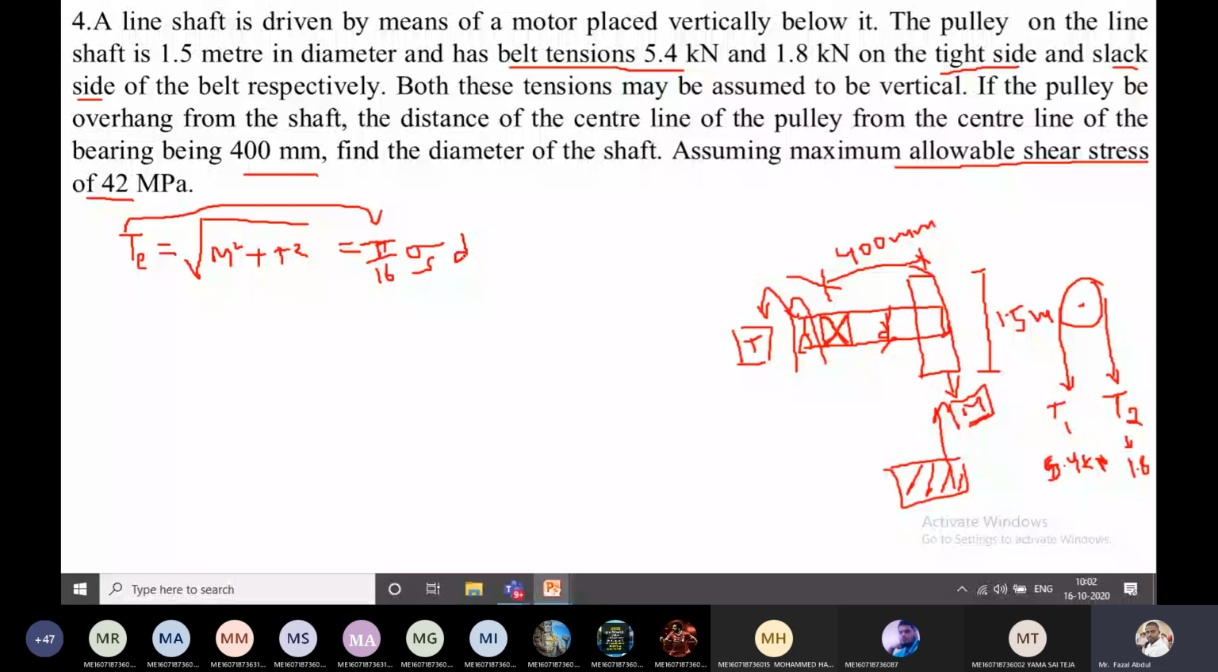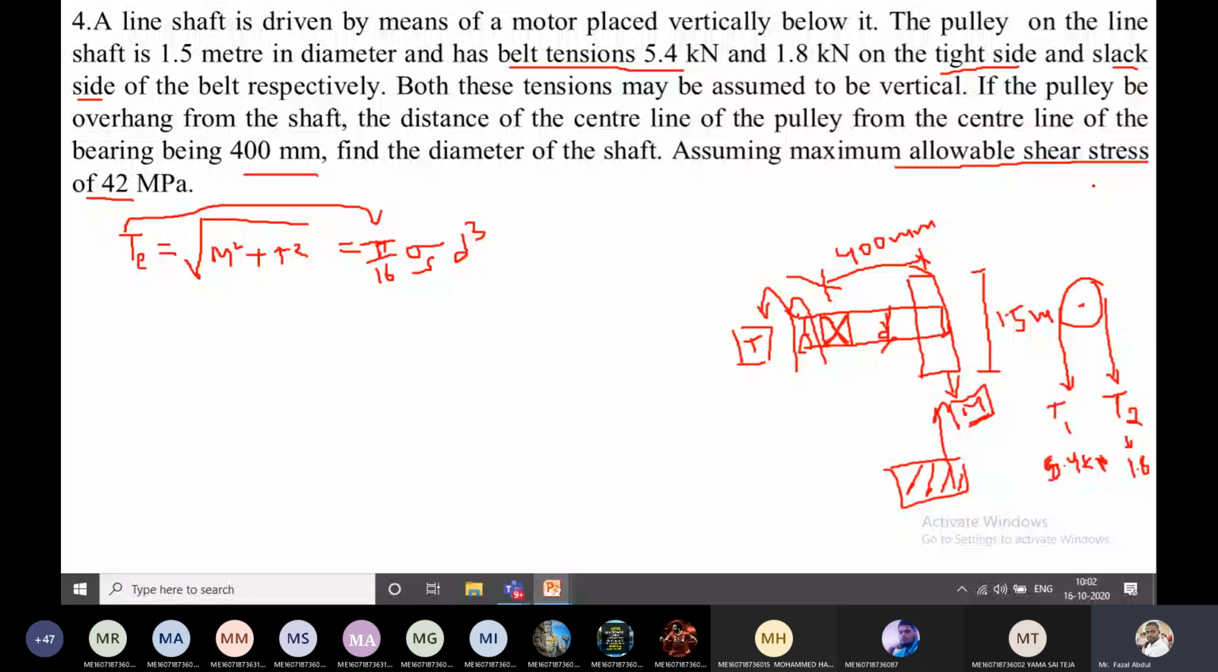Now the question is asking for the D value. To calculate D, what additional parameters do you require? You require the M value and the T value. So the T value we are going to calculate first. T is nothing but torque. In the previous problem, how did we calculate torque? Through the power relation, P equals 2 pi N T by 60. By using this relation we calculated it.